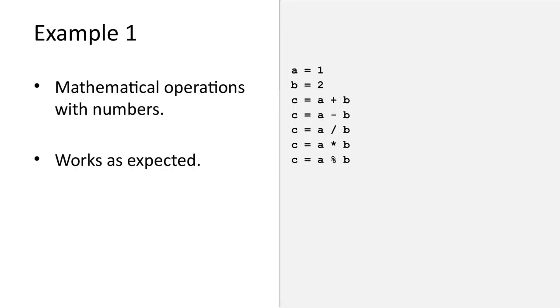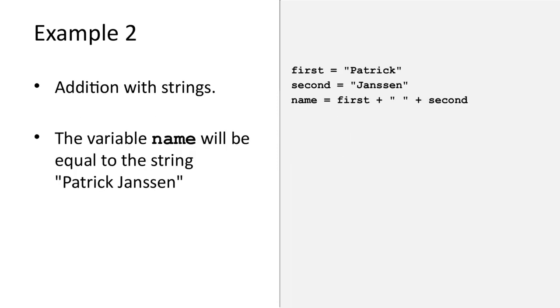In the first example, we perform some simple mathematical operations with numbers. They all work as expected. In the second example, we use the addition operator with strings. The operator will concatenate the strings. So in this example, the variable called name will get a value that is 3 strings joined together. The first name, a space, and the second name.